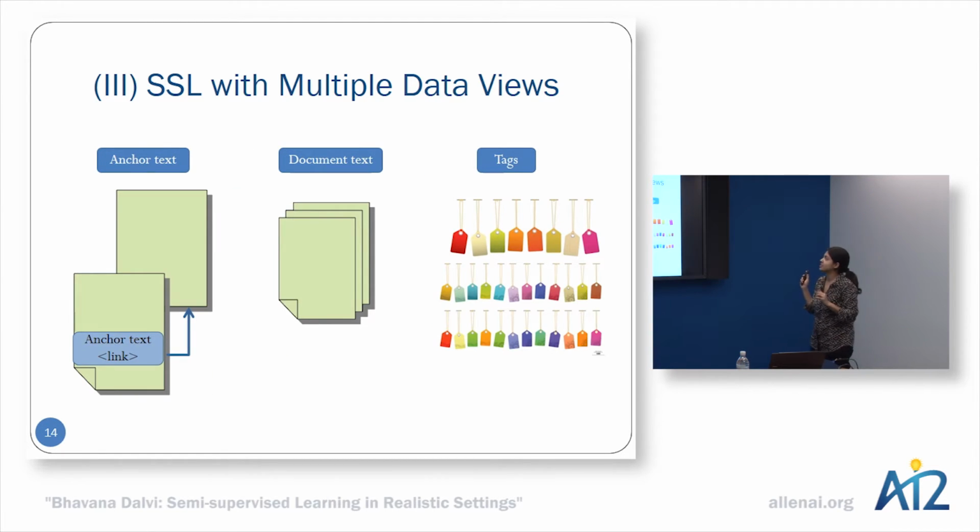Another popular example of where people do multiview learning is web document categorization. So say we have the document text, we also have links between the documents that give us some anchor text, and the third view can be user generated tags. If you can model them effectively in three different learning models, then you can join them in a multi-view learning setting.